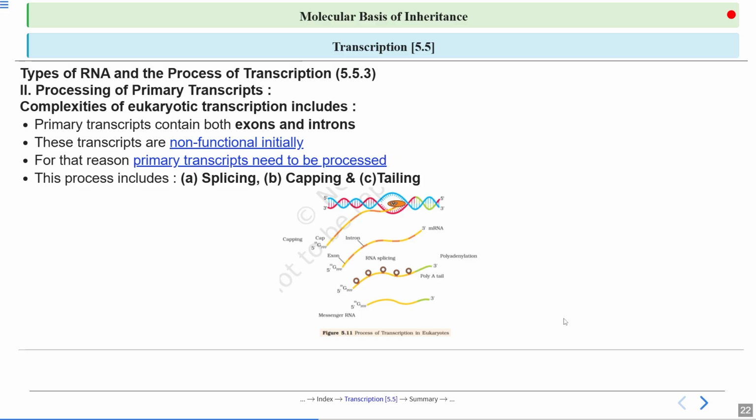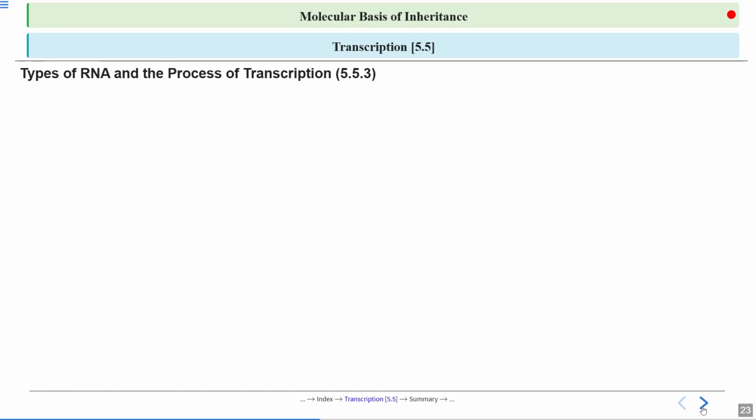So what we have talked about is that the primary transcript which got transcribed has both intron and exon. But we know that intron is the non-coding part, and that's why this transcript as a whole is non-functional initially. So this primary transcript needs to be processed. In this processing, we do 3 steps. First is splicing, then there is capping and then there is tailing. This figure I will make you understand in the upcoming slide, when we get to know about all this splicing, capping and tailing.